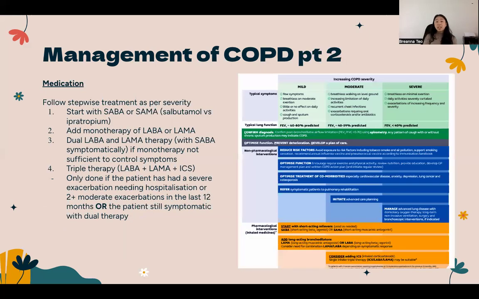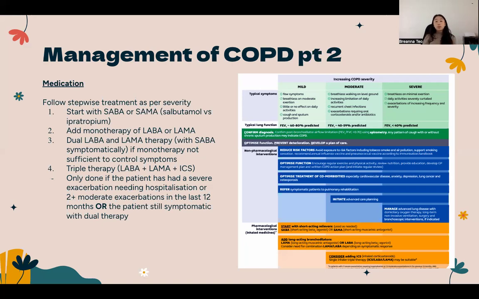In terms of medications, we follow a stepwise approach. So this is from the COPD management, I think from RACGP or from the Lung Foundation. But most of the time we start with a SABA or a SAMA, and then we add monotherapy of a LABA or a LAMA. After that, we would add dual therapy of a LABA and LAMA. This is done based on symptoms. So if we're finding that the monotherapy isn't enough to control symptoms, we would move up to dual therapy.